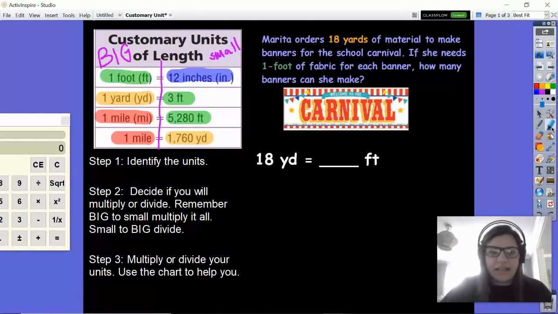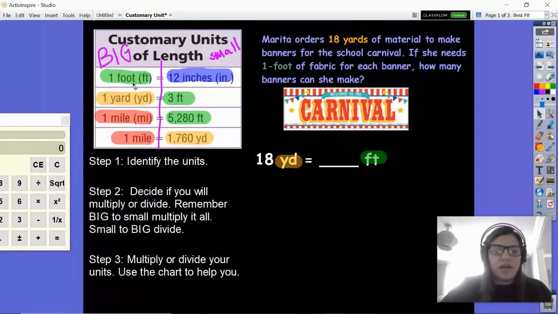I'm going to use my highlighting pen here just to help me out a little bit. So my first unit is yards, and I'm going to highlight that in orange. And my second unit is feet, and I am going to highlight that in green. So I'm starting with yards and I'm changing to feet. So I need to go over to my chart that I have up here, and I need to find where we are comparing yards and feet.